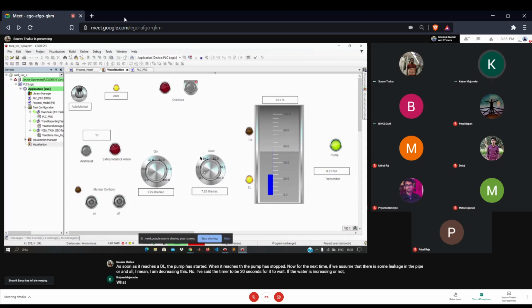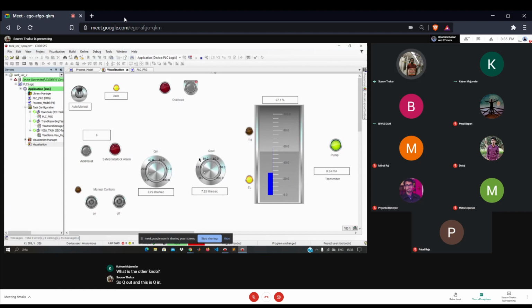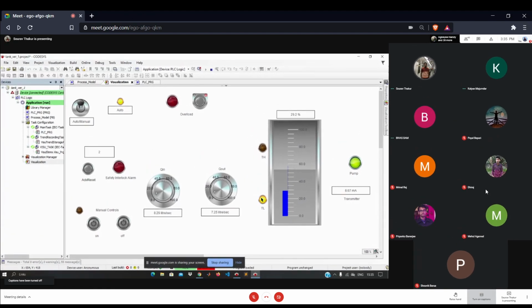What is the other knob? Sir, Q out and this is Q in. It is written here. Input flow rate, output flow rate of the tank.